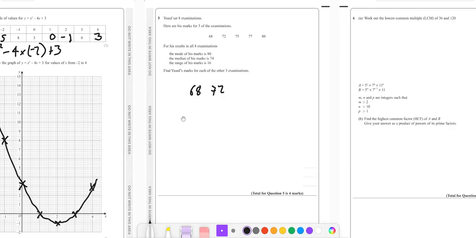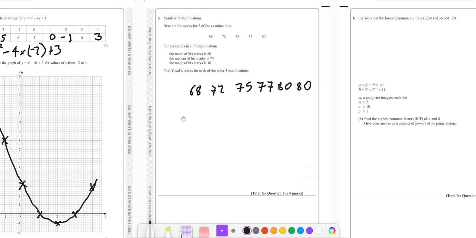We know the mode is 80, so we know that there've got to be 2 80s at least. Let's assume there are going to be 2. The range is going to be 16. 75, 77. Now the median is going to be 74.